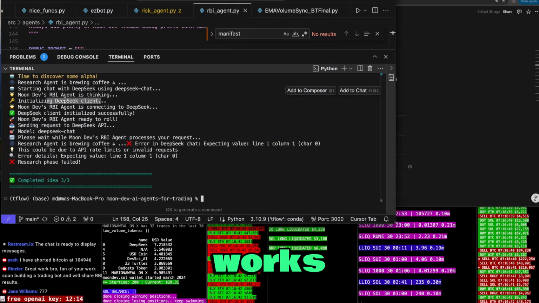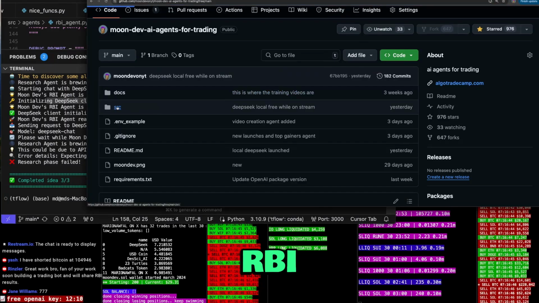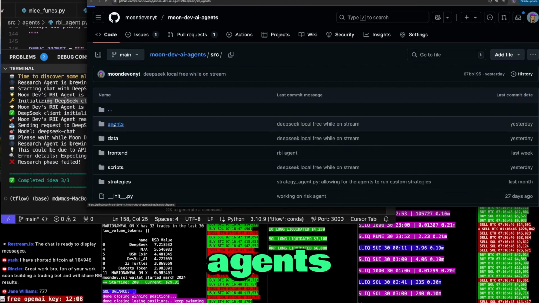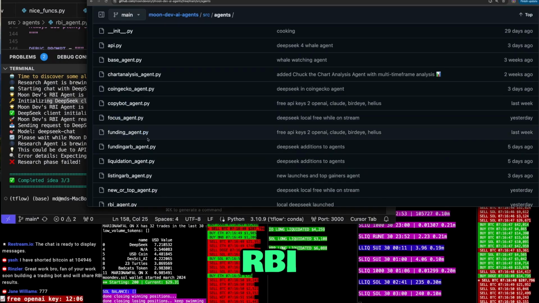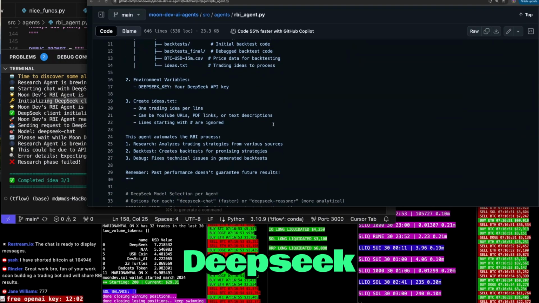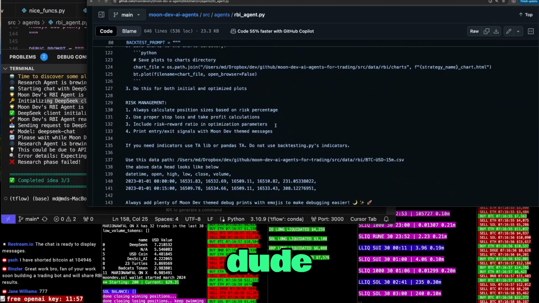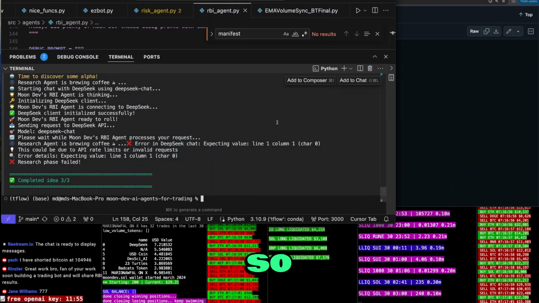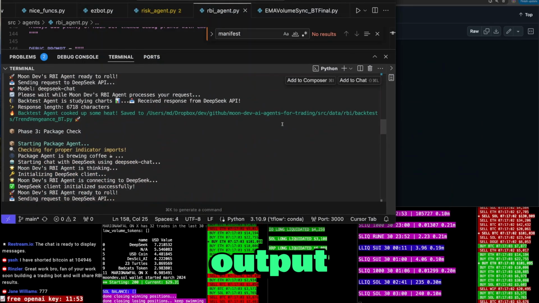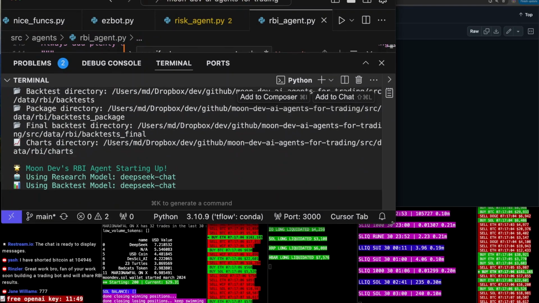So the way this works here, and again, all of the code is in the GitHub under source agents RBI agent. RBI stands for research, backtest, and then implement. You can see we just implemented DeepSeek. There's a good README here. And you can understand everything, dude. So as you can see, let's walk through this output a little bit so you can see how this works.